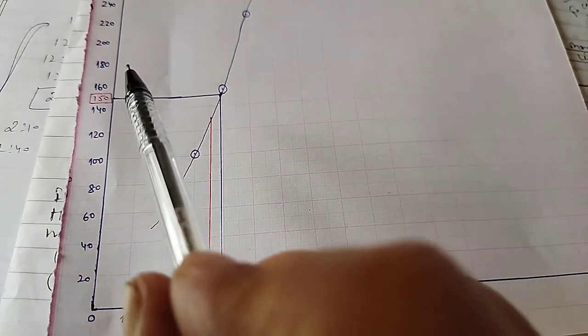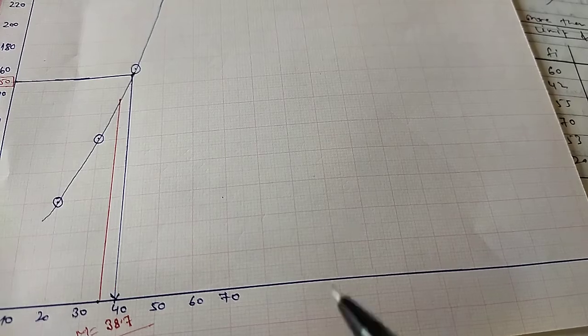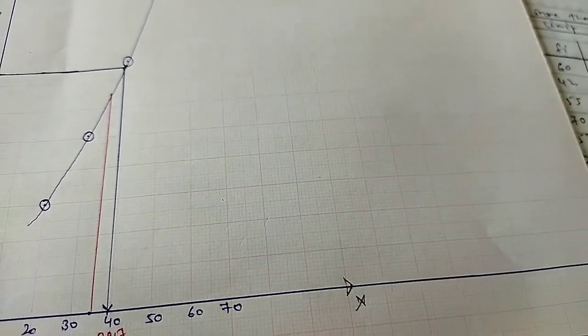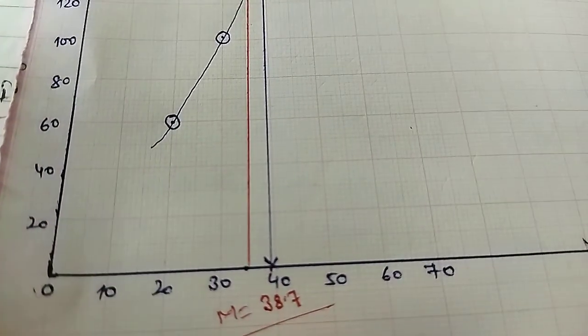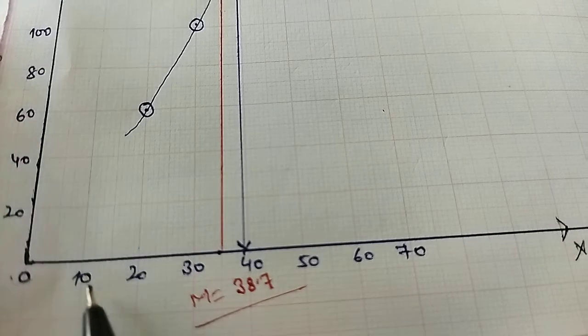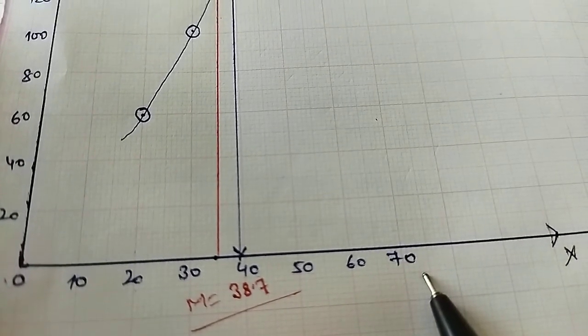So first of all you need to draw the line of axis, and on the x-axis here you can mention this is your x-axis. You please make a note of that. From the origin you need to start with 0, 10, 20, 30, 40, 50, 60 and 70. That is the last reading.